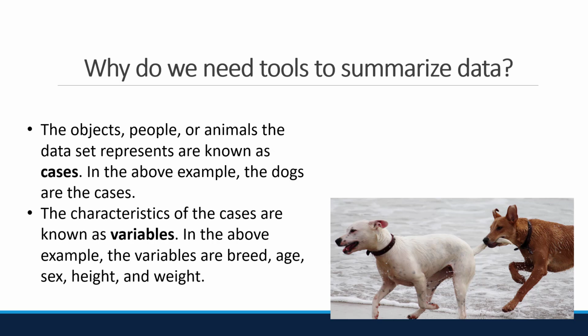Definitions. The objects, people, or animals that the data set represents are known as cases. In the above example, the dogs are the cases. The characteristics of the cases are known as variables. In the above example, the variables are breed, age, sex, height, and weight.